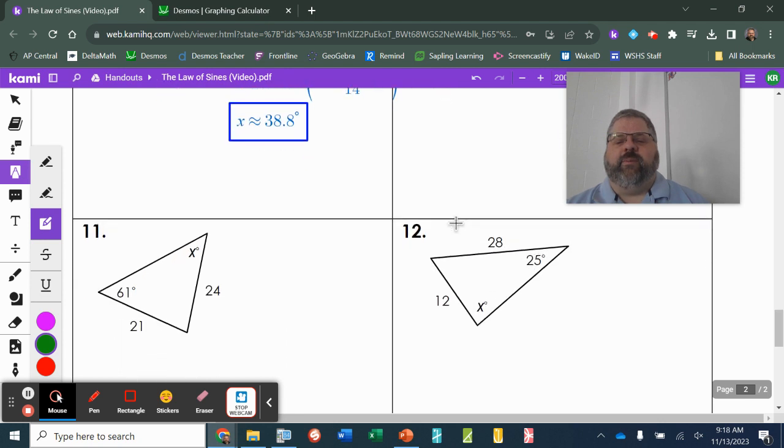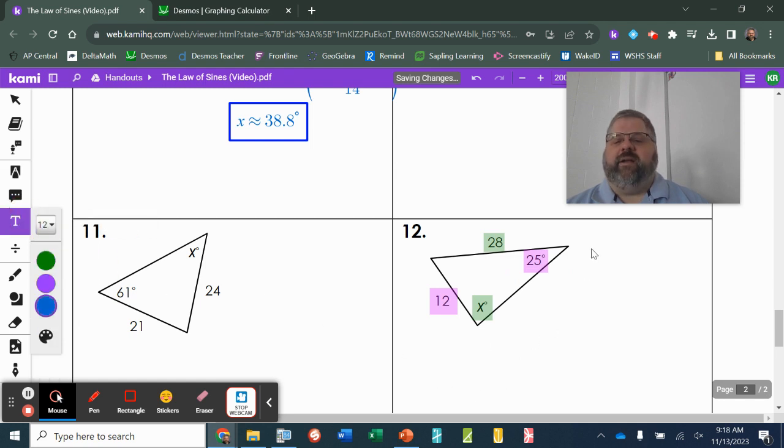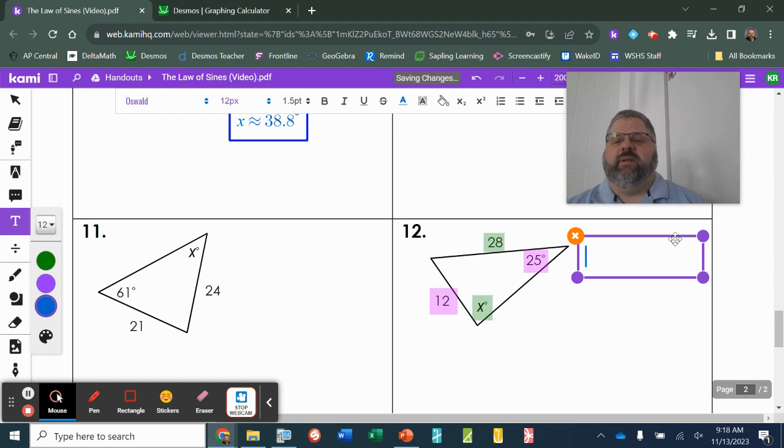So again, I'm going to use my highlighting technique to identify what is opposite, which helps me set up my law of sines. The angle labeled x is going to be opposite of the 28, and the angle that's labeled 25 degrees will be opposite of the 12. And so now I can go ahead and write an equation using the law of sines.